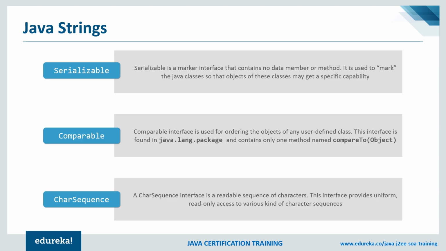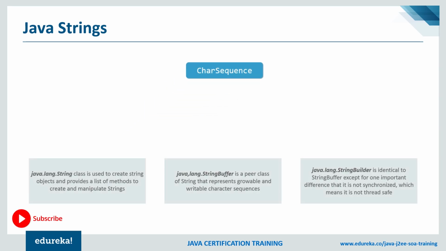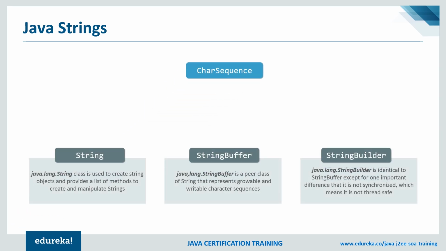Now Comparable is basically that if you have a string and you want to order the data in the string, you want to sort, you want to compare, you got some methods available with the help of which we can very easily do that. For example, a method called compareTo can compare one string with the other string, whether they are equal or not. Then we got the CharSequence interface. This is a readable sequence of characters, and this is supposed to provide some read-only access. And CharSequence is basically parent to three classes: String, StringBuffer, and StringBuilder.